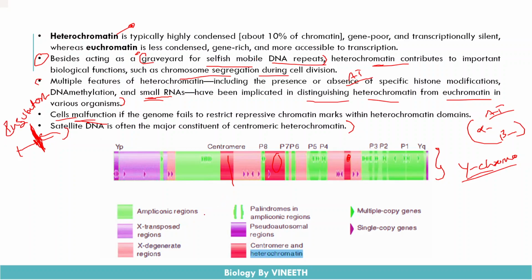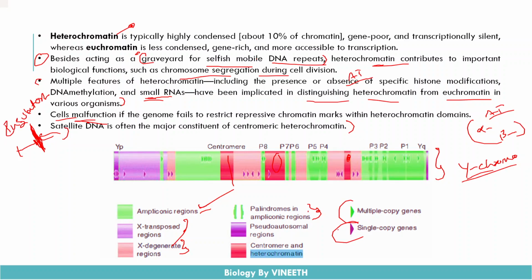And we also have ampliconic genes, which increase the turnover number of certain DNA repeats. Then we have the X transposed regions, which mainly represent some kind of mobile elements, mobile DNA repeats. And then we have the X degenerate regions, and also the palindromic ampliconic regions. And we have multi-copy genes and single copy genes.